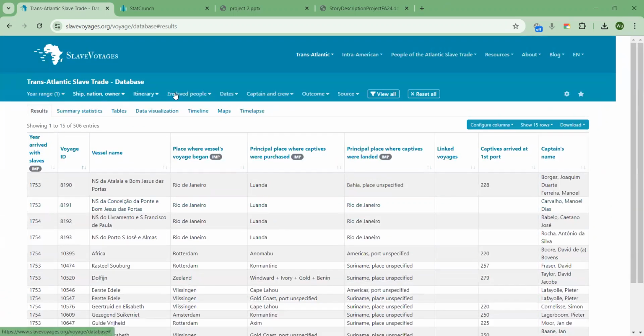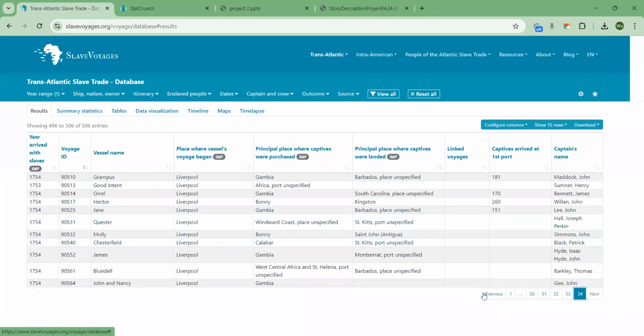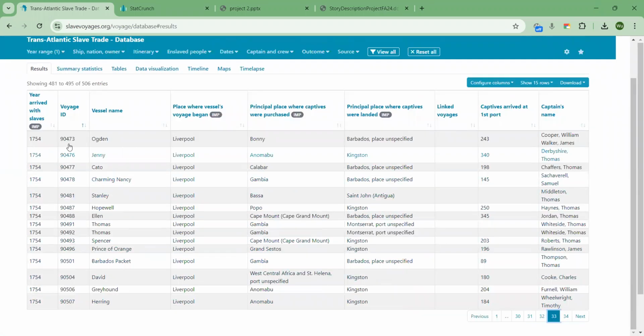You're allowed to use other filters. This is just one example for illustration of how you're going to conduct this descriptive stats voyage project. All right, so make sure the Ogden voyage is in it by checking on its ID, 90473. It's one of the vessels in this data set.